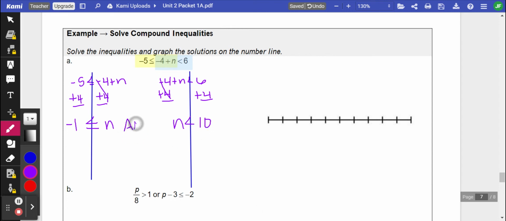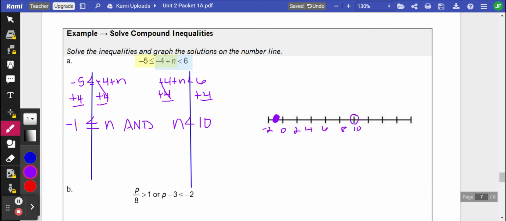Now you could leave this with the word and in between. For the number line, we don't have enough numbers here, so we're going to go by 2s: -2, 0, 2, 4, 6, 8, 10, just so it fits. When you graph these both, the first one has a closed dot at -1, which is in between here. And the second one has an open dot at 10. So I'm going to go ahead and draw an open dot at 10.